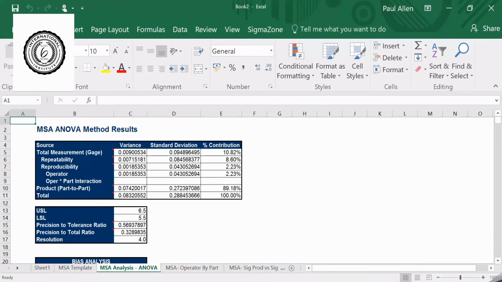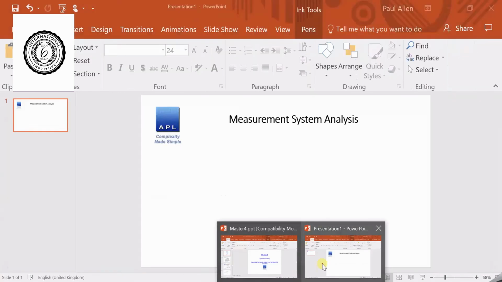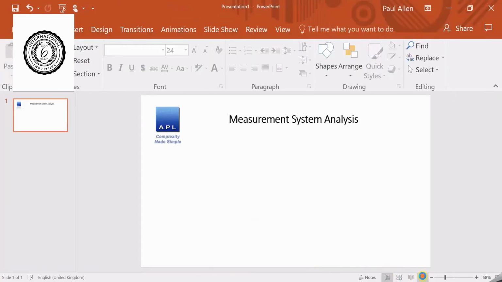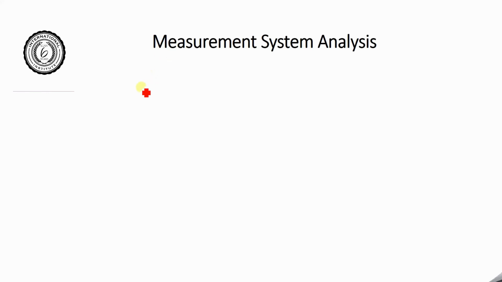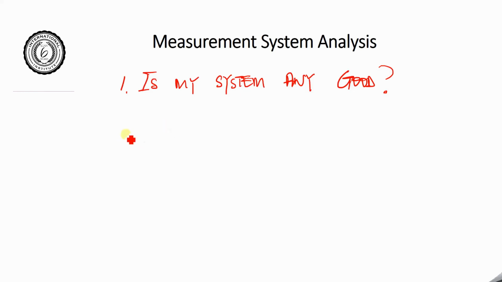All right. Just before we go on to that, let me say something about MSA that's kind of useful. We'll go back to that page. We want to answer 3 questions with the MSA, and the first question is: is my system any good? Now, assuming the answer to that question is no, we have other questions to answer. But if the answer to that first question is yes, your system is perfectly adequate for what you're trying to do, there are no other questions to answer.